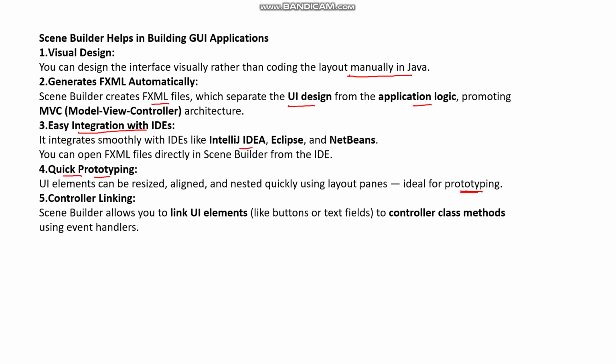Controller linking. Scene Builder allows you to link the UI components like buttons and text fields to controller class methods using event handlers. Even though you are not writing the event handler code, it automatically generates the code for this. The controller link will be available by using JavaFX.